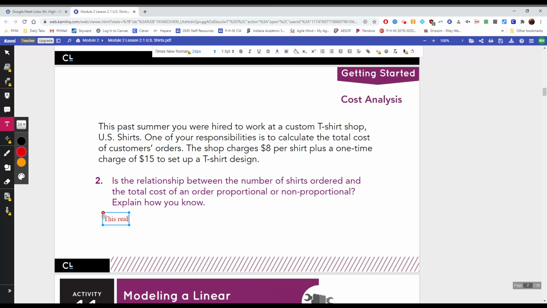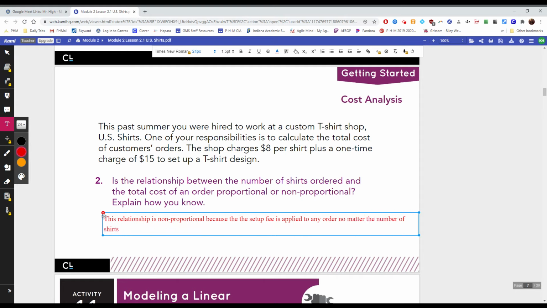So this relationship is non-proportional because the setup fee is applied to any order no matter the number of shirts. This means the cost of 0 shirts is not $0 like it should be. And that is just to kind of get the ball rolling in this lesson.